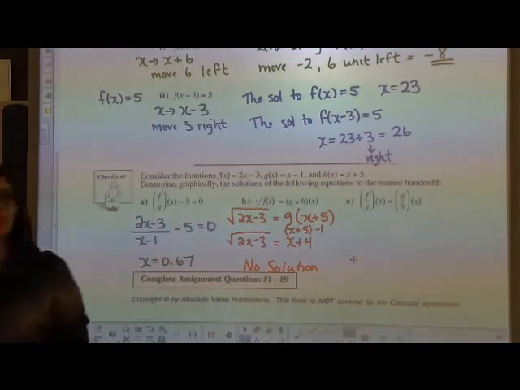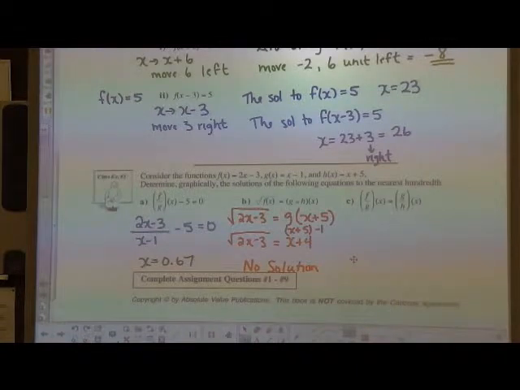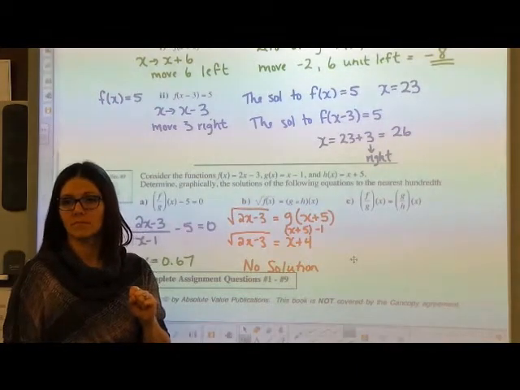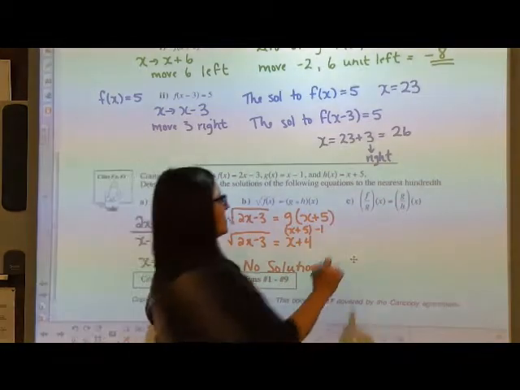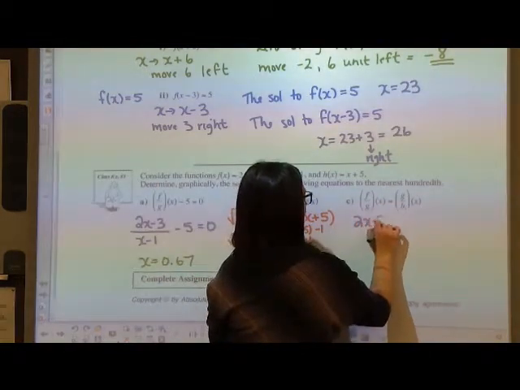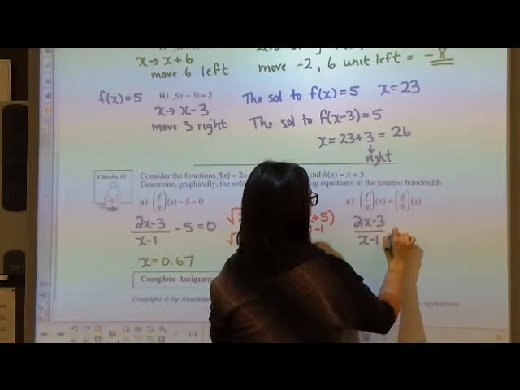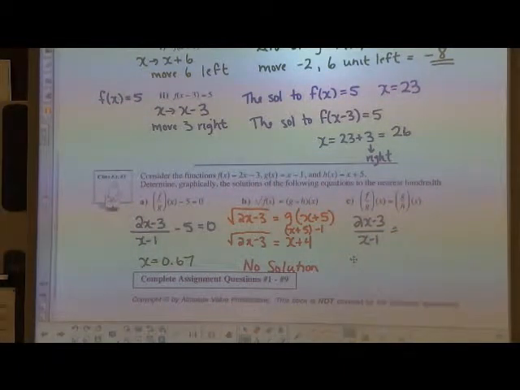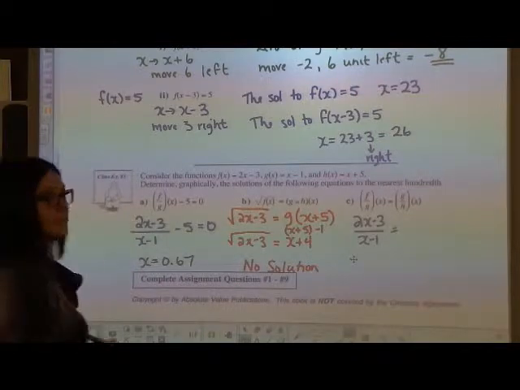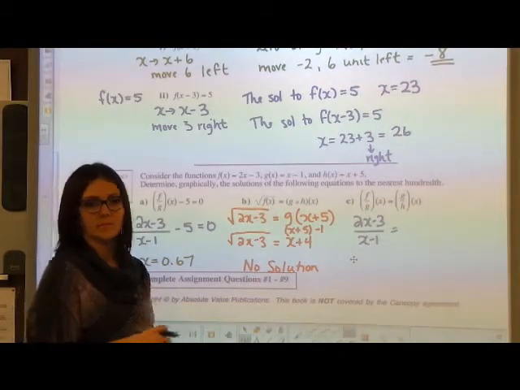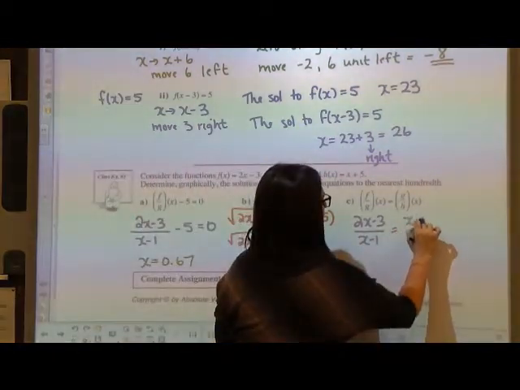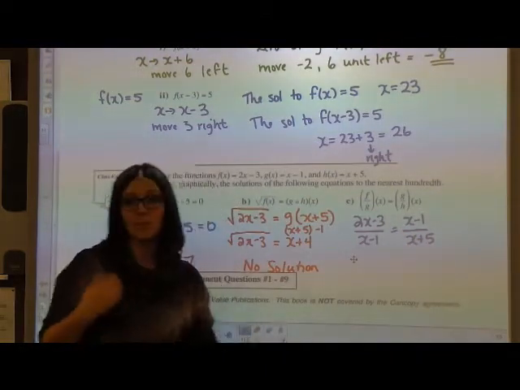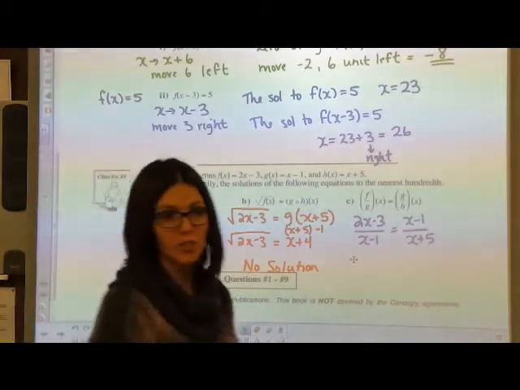F over g of x. What would that look like as an equation? 2x minus 3 over x minus 1. Yeah. And what would that be equal to? X minus 1 over x plus 1. Okay. So then put that into your calculator and find the solution to that one.